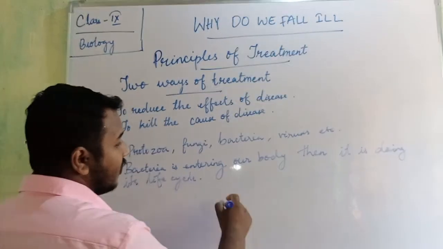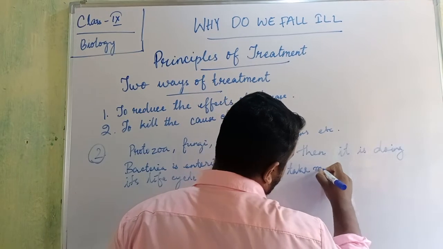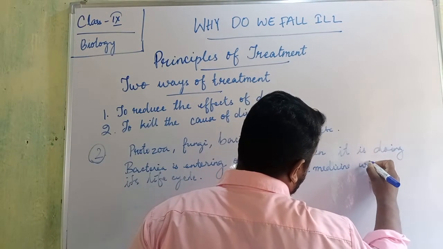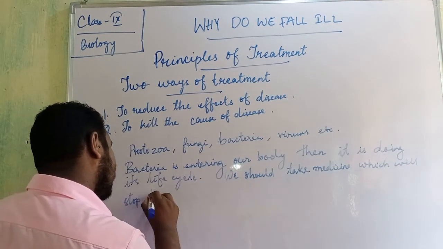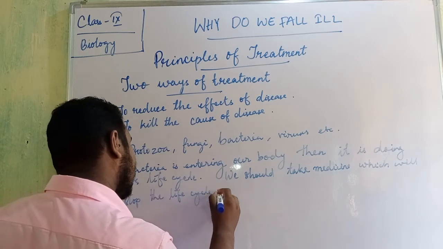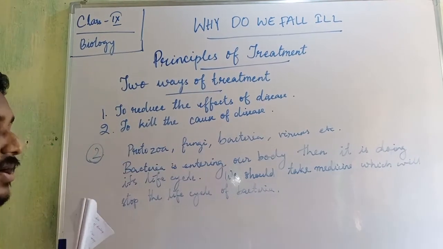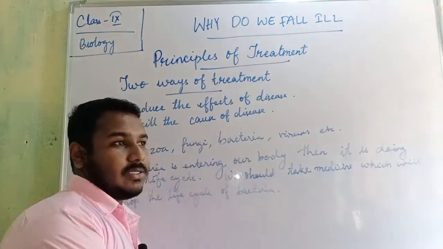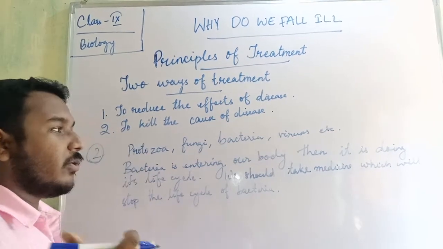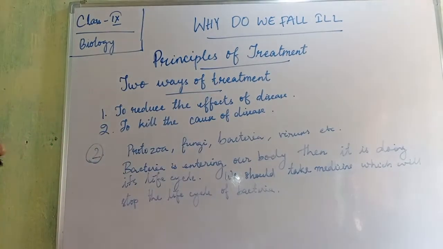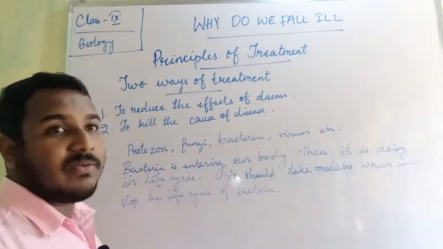So we should take medicines which will stop the life cycle of bacteria. Means some medicines we have to take which will completely stop the life cycle. It will not allow it to start its reproduction or start to eat. Directly it will kill it. It will make a blockage in its life cycle. So this will be a complete stoppage, by which we will feel better.